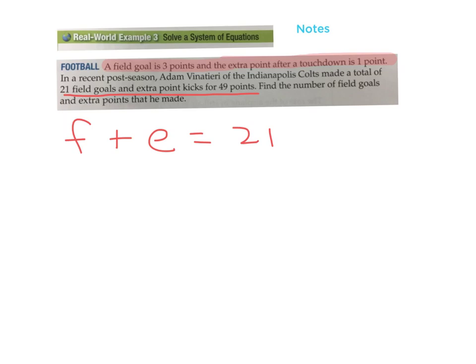Now the next equation is the value. Well, field goals are 3 points, so every field goal is worth 3. And every extra point is worth 1. So I have 1 for every extra point. And the total points I will get is 49. So basically one equation is just taking the two items, but then we need the value. Now I have my two equations, I can now do my multiplication property.